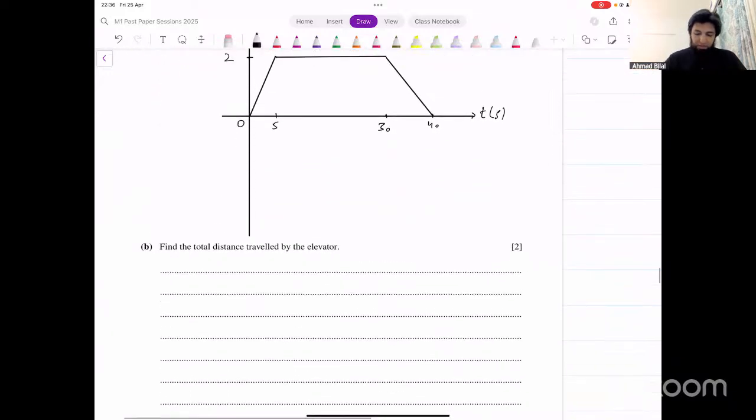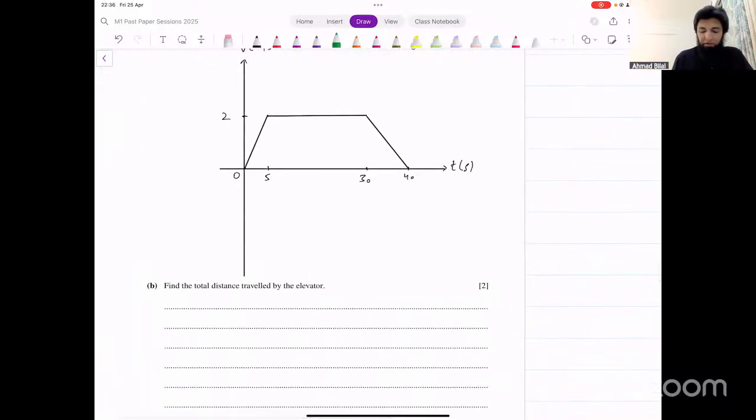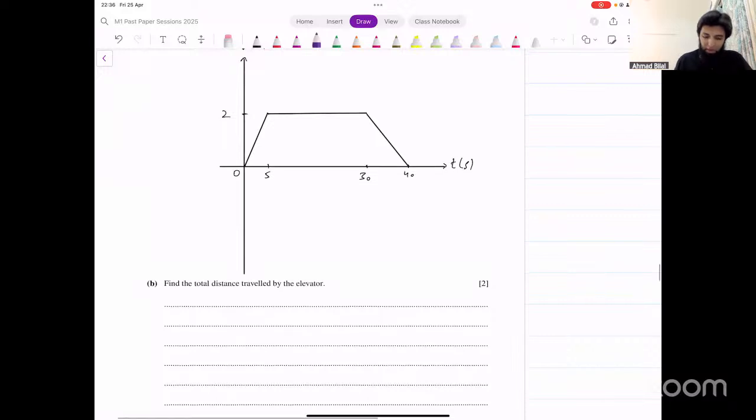Find the total distance traveled by the elevator. Now you have a velocity time graph. You can just use that. Find the area of the trapezium. Half into sum of parallel sides. The base is 40. The side that's on top, that is 25, into height, that is 2, and that will give you the result. That's 65 meters. And that's the second part.